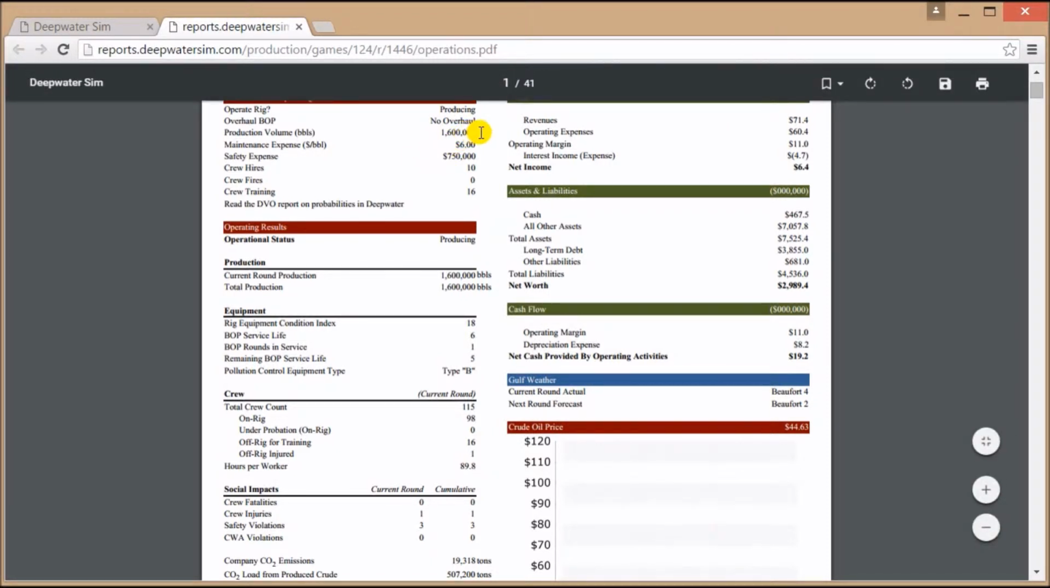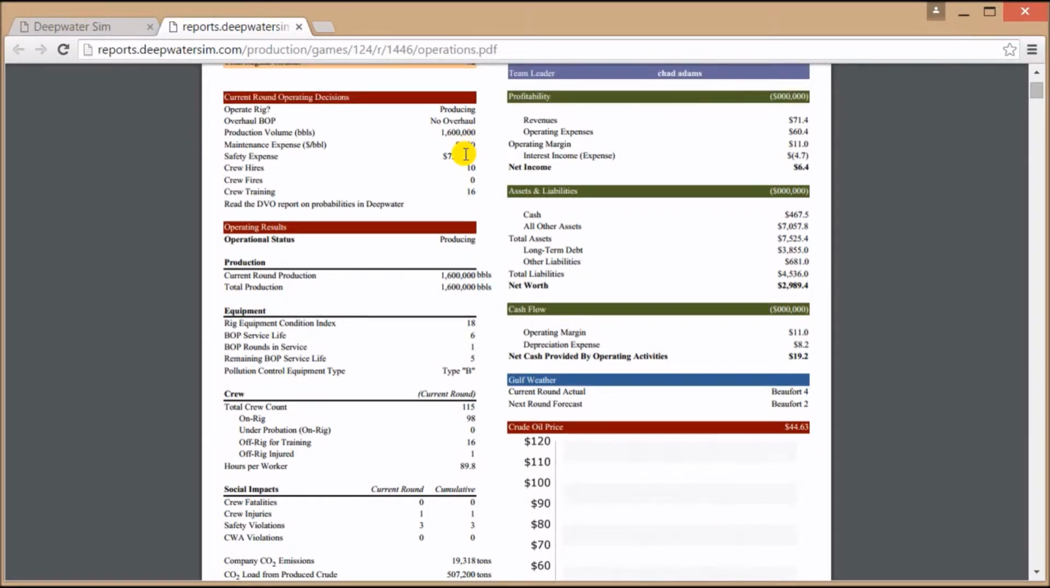For production volume, the baseline is 1.1 million barrels. So that's not a minimum, it's not a maximum, it's not even in one sense a recommended value. That's why I call it a baseline value. So if a team produces 1.1 million barrels every round, and they adhere to the baseline maintenance expense and the baseline safety expense, then everything should go okay. Not necessarily in terms of the finances, but just in terms of operations and operating safely.